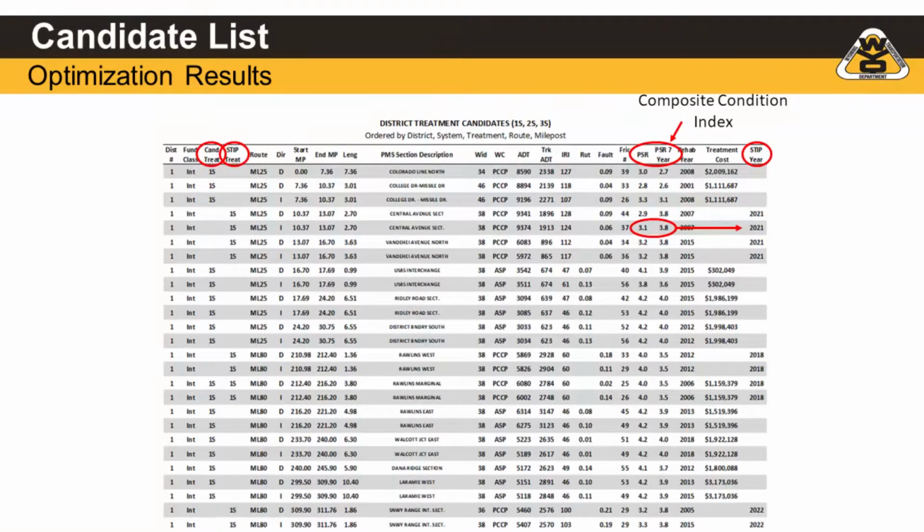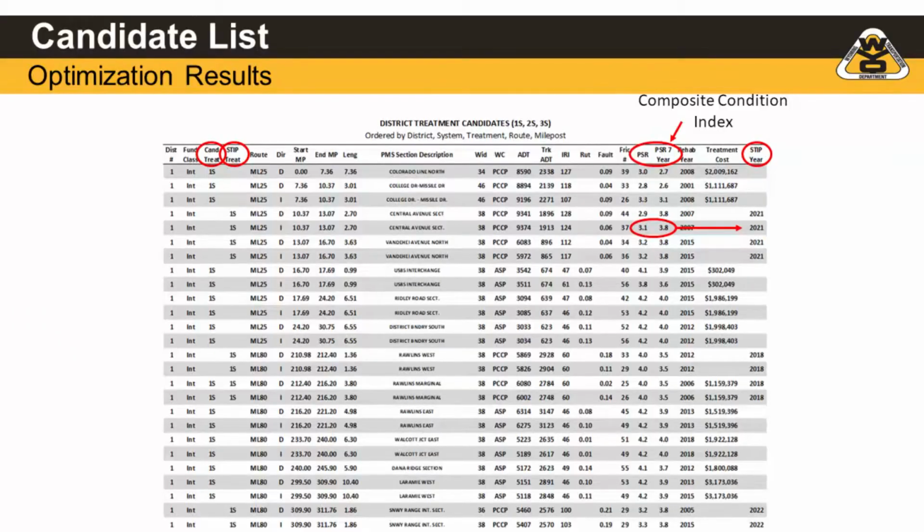With our Agile asset system, it produces our candidate list, which is the optimization results. What we do is maximize our budget so that it produces a bunch of different projects that could potentially be done based on our pavement management locations. You can see the candidate projects, and here is your candidate treatment. Those are the ones being projected by our system.